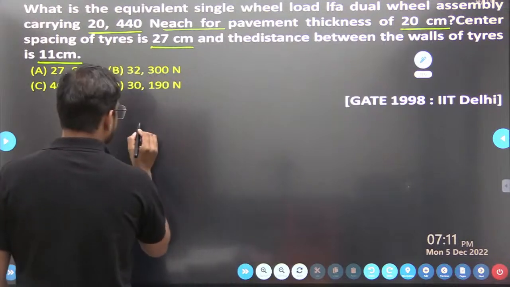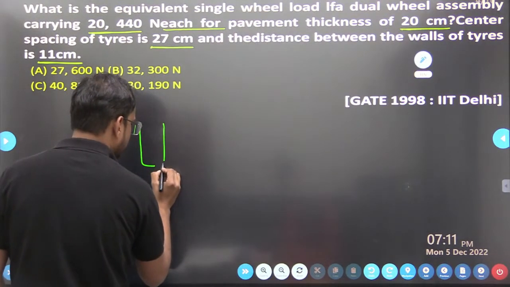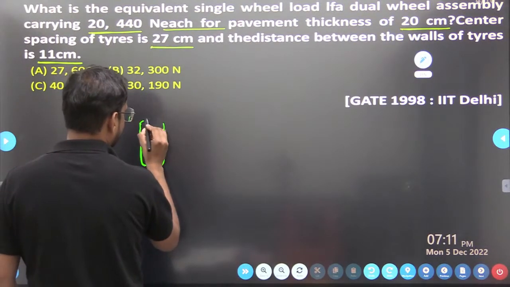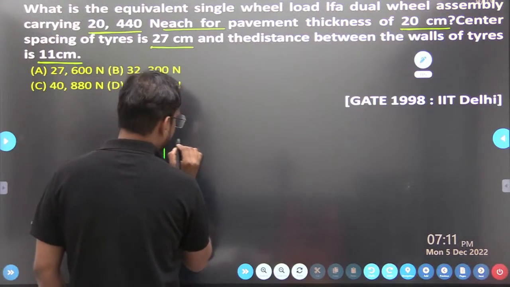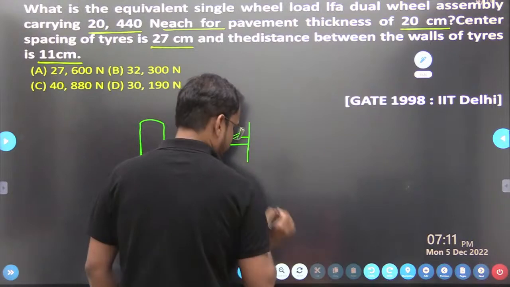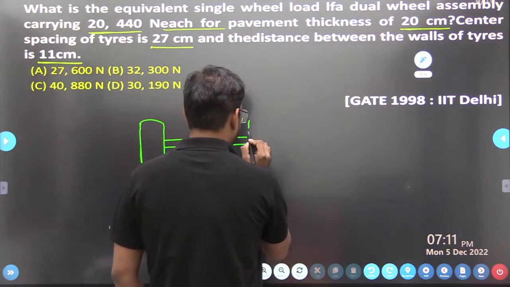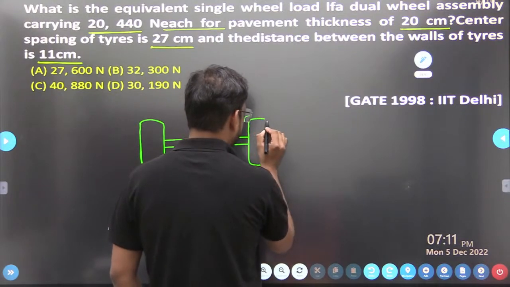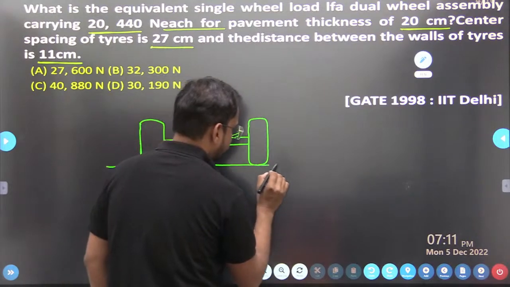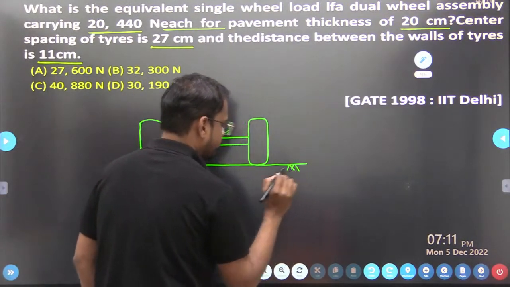So my dear friend, firstly, I will draw a dual wheel assembly here. So this is our dual wheel assembly. Am I right? So this assembly I am considering, this is our dual wheel assembly, my dear friend. And this is our earth surface or ground surface. This is our earth surface, my dear friend.